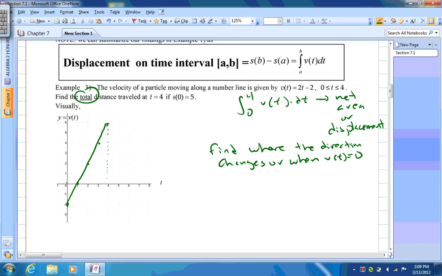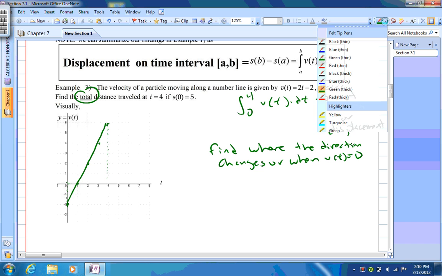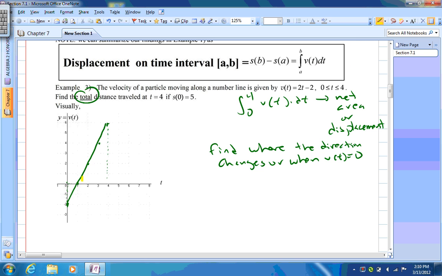And remember what the definite integral does. It finds the area between the curve and the x-axis. So if I shade this, we'll have something kind of like this here. Now note that we have positive area and negative area. So the definite integral from 0 to 4 is no good for us. That will get us the net area, not quite the total distance.